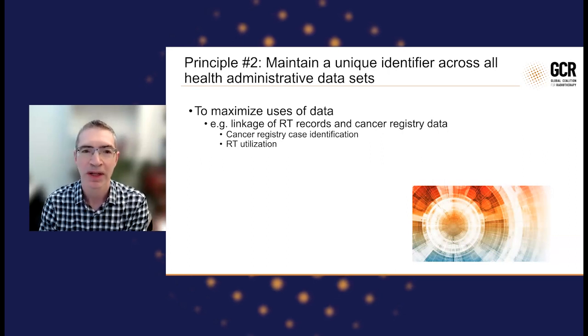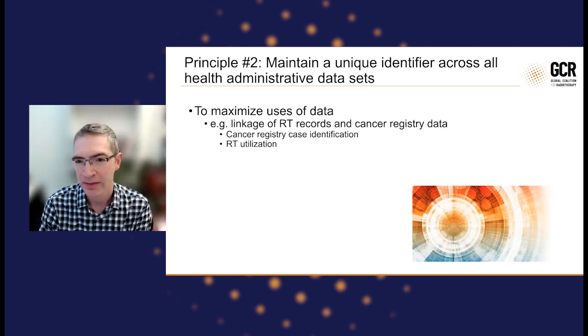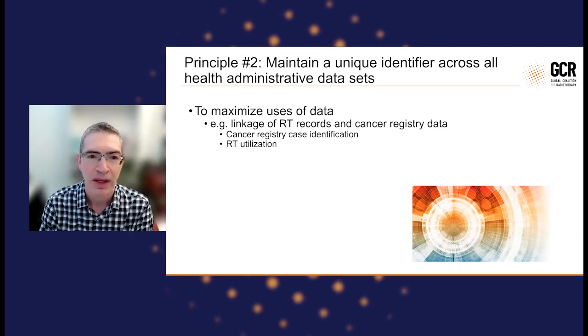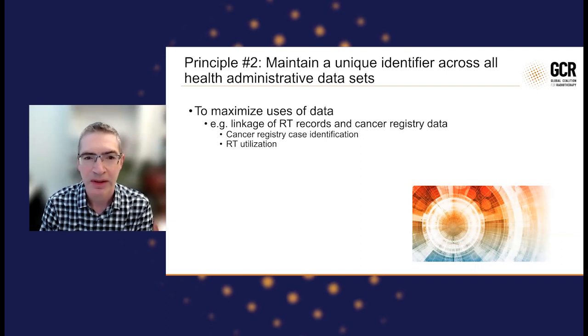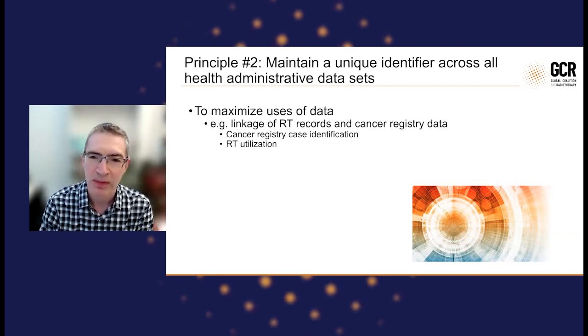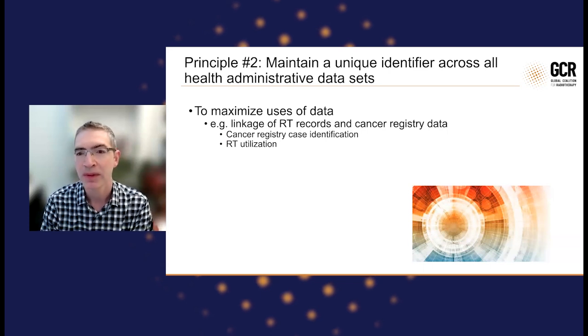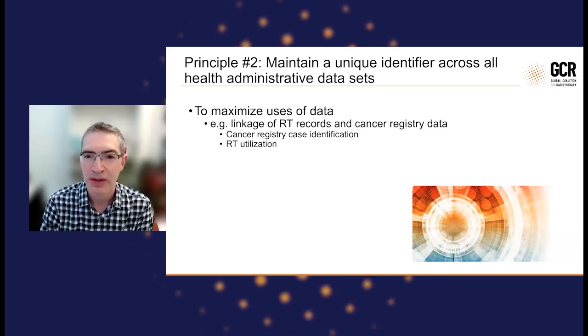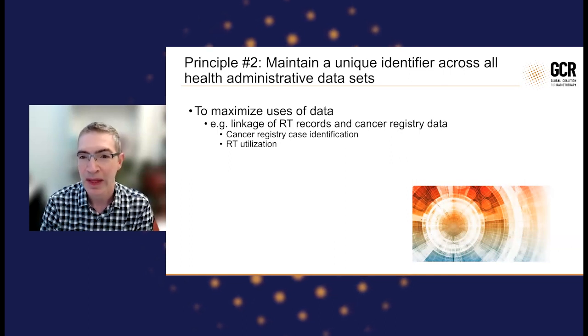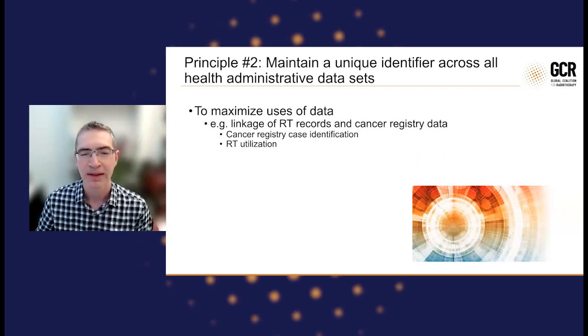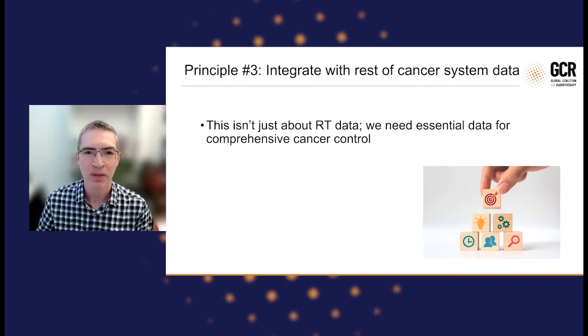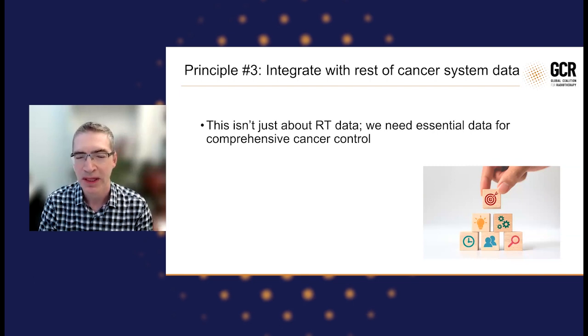Next slide. So number two, it's important to maintain a unique identifier across all health administrative data sets, and this allows you to maximize the use of all of these very important data sets. For example, it's important to have a linkage between the cancer registry and radiation records both ways. So this can be important for the registry to identify people diagnosed and treated with cancer, and also for having a denominator in order to define actual radiation utilization in a country or region.